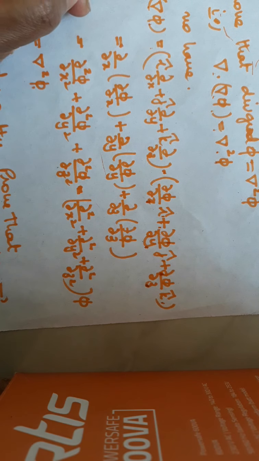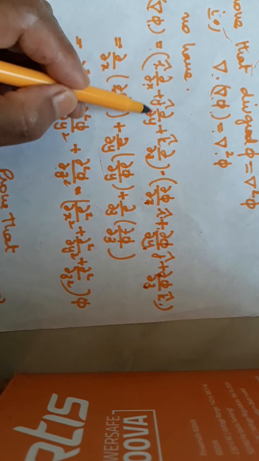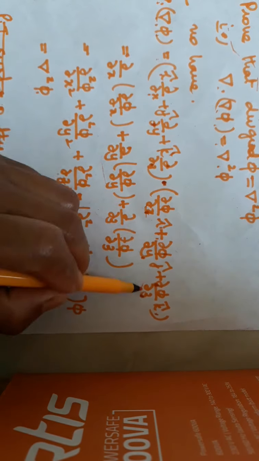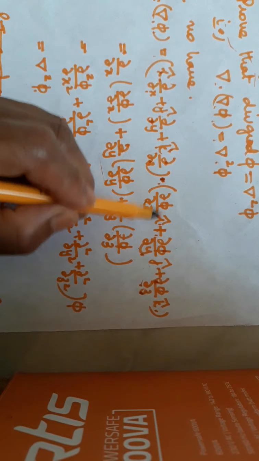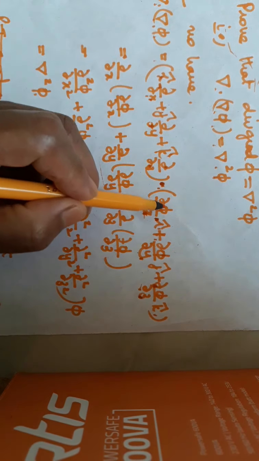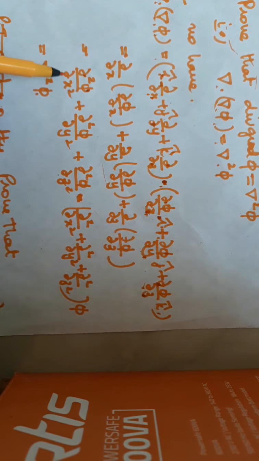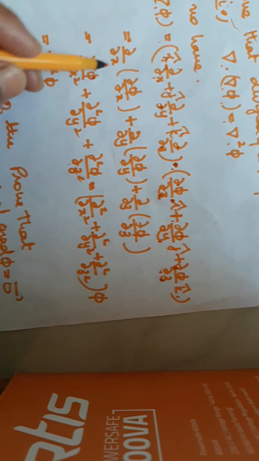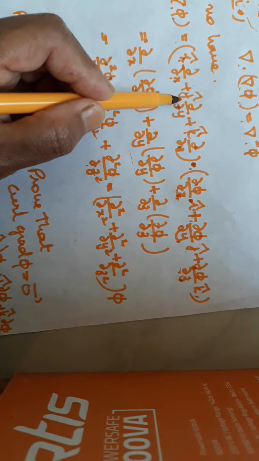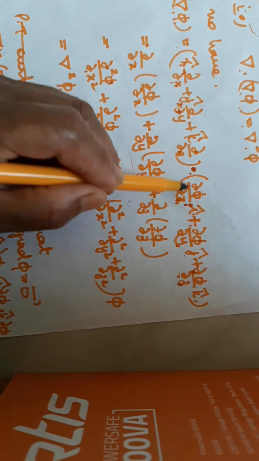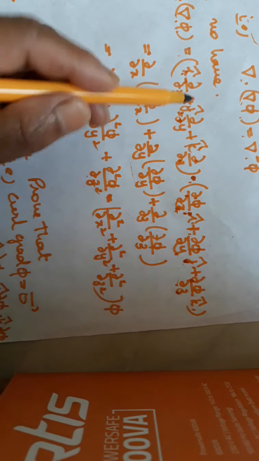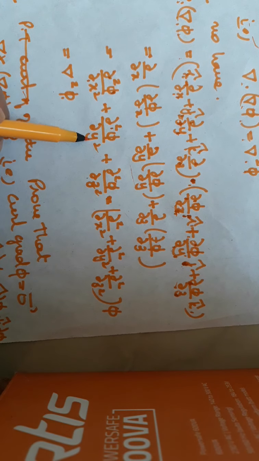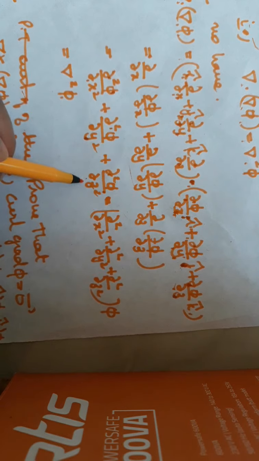Now you operate this del, so you have i del/del x plus j del/del y plus k del/del z dot del phi. Now i dot i gives you 1, so del/del x of del phi/del x is nothing but del 2 phi/del x2. i dot j gives you 0, i dot k also gives you 0. Similarly, j dot j gives you 1, so you have del/del y into del phi/del y, that is del 2 phi/del y2. Similarly del 2 phi/del z2.